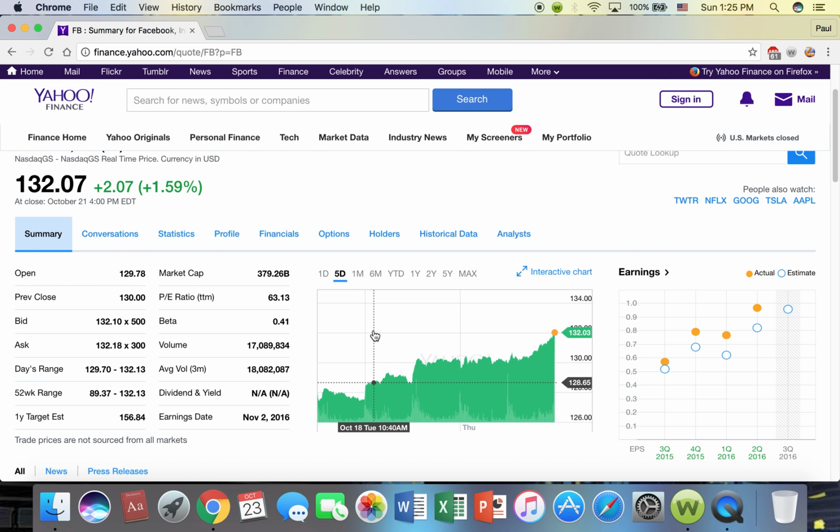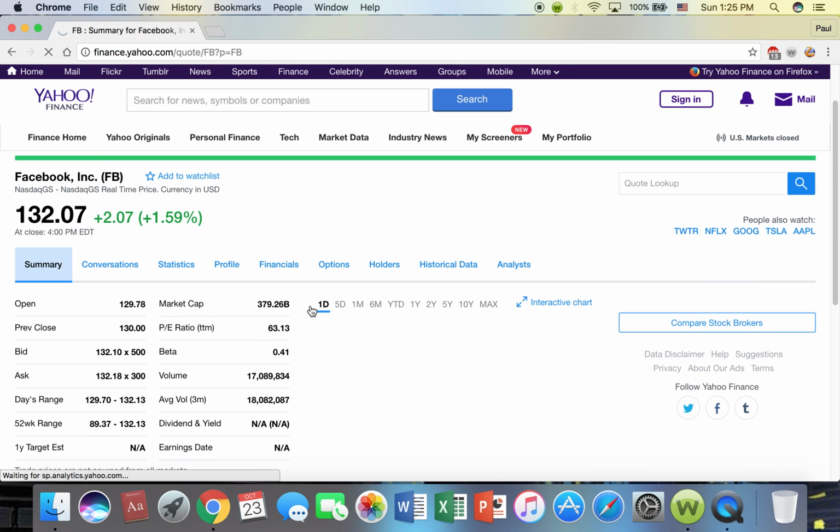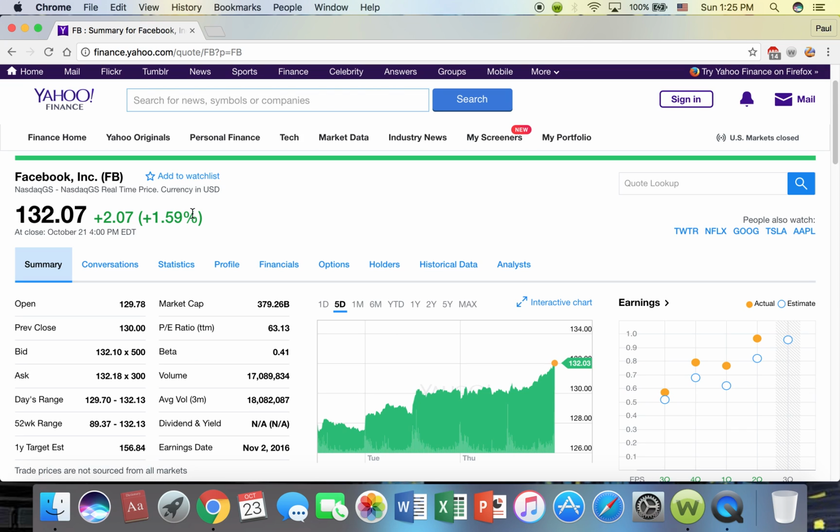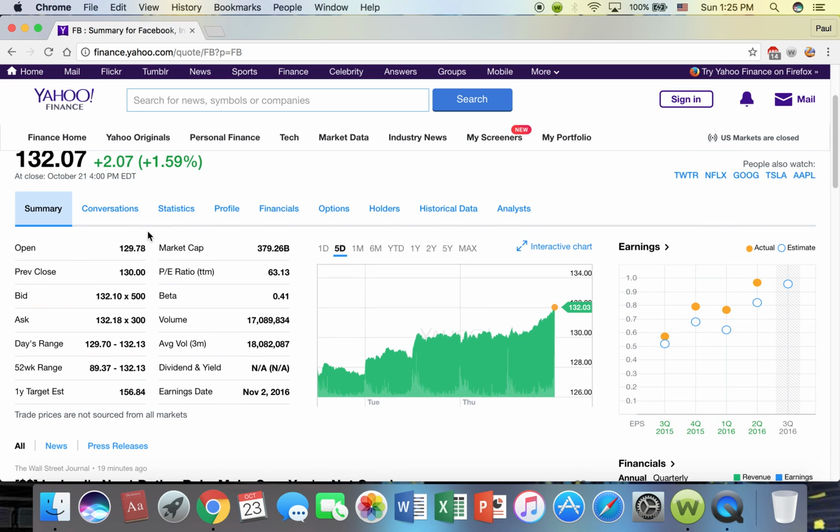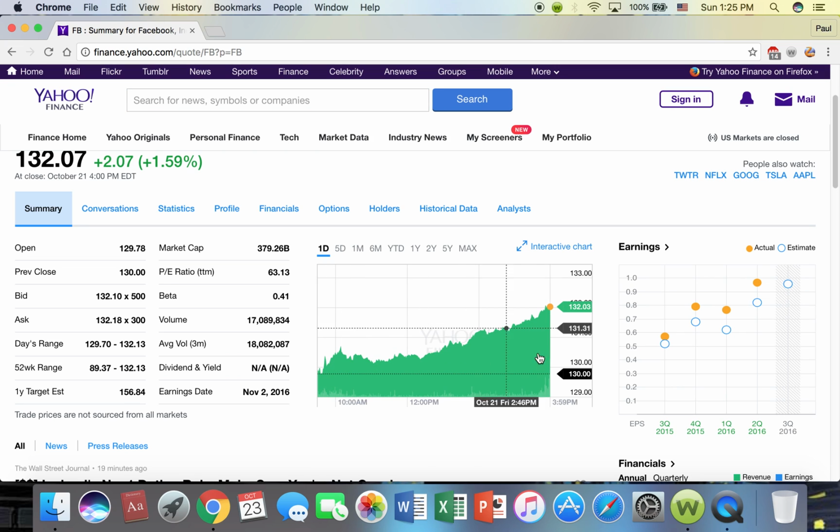So it did pretty well today, went up 1.59%, which is actually pretty good for a single day. And the price of one share of Facebook is $132.07. Now, this chart shows how the stock has been doing over the course of 5 days. And this is for a single day, so how it did today.